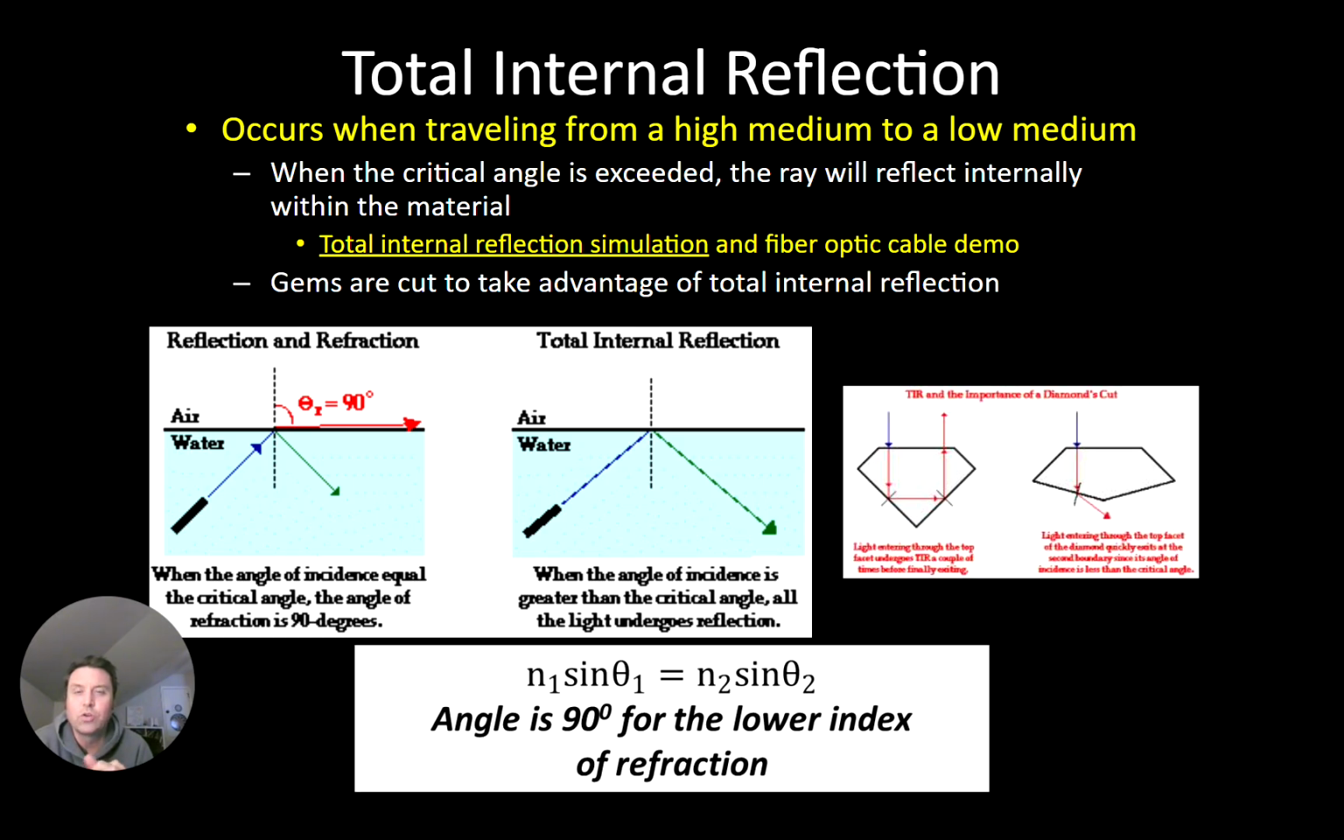There's a thing called total internal reflection, and this is your fiber optic cables. This is why they cut gems the way they do, so that the light actually gets into the object and gets stuck. That's total internal reflection. And it only happens when the angle is 90 degrees for the lower index of refraction.